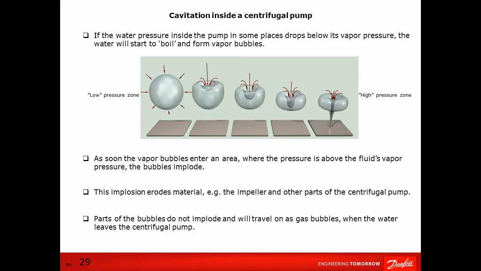The problem then moves on to the high-pressure pumps. As the water enters its vapor phase, the dissolved gases will enter their gaseous form and form gas bubbles, which will travel towards the high-pressure pumps.